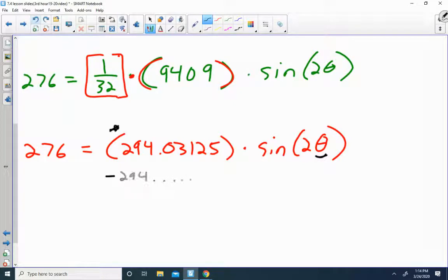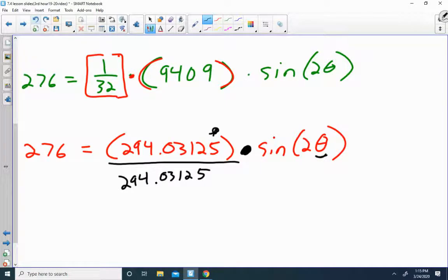Well, why not, Miss Shulin? Why can't I subtract? Because if you look closely over here, this number is being multiplied. And to get rid of it, you have to do the opposite operation of multiplication, which is division, not subtraction, division. So 294.03125 will be divided to both sides. So over here, I'm going to do 276 divided by 294.03125.